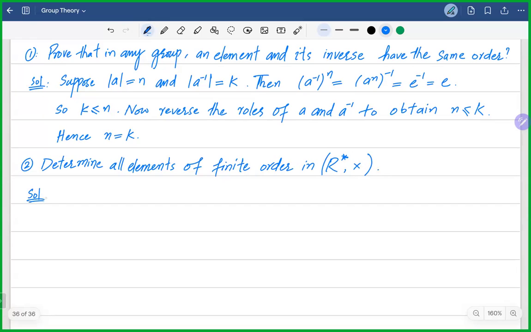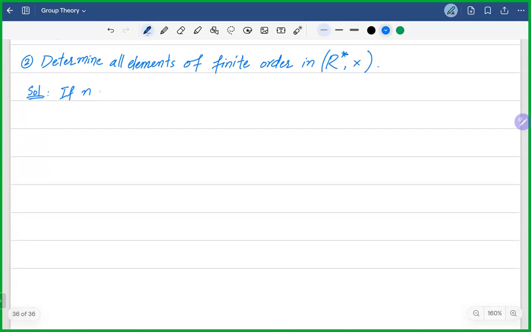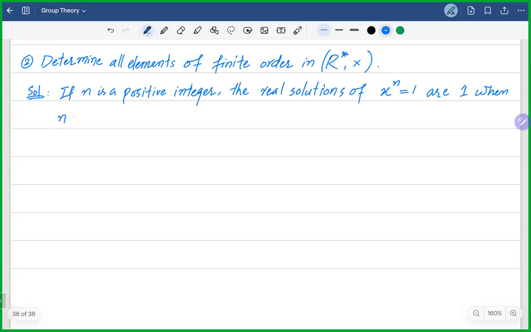Now solution. So let's say n is a positive integer, the real solutions of x power n equals 1 are 1 when n is odd, and plus minus 1 when n is even.